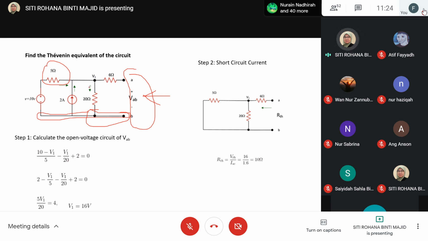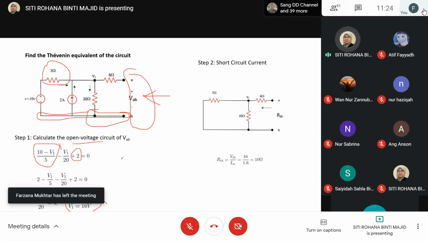and then plus 2. So 2 is a current, right? Which is from here. Why 2? Because if you see from this equation, it is actually current. R1, R2, R3. So you rearrange the equation, and finally you will get V1 as 16 volts. So you already get the 16 volts. That means this one is the open circuit voltage, right? So that is VTH, because VTH is the open circuit voltage.